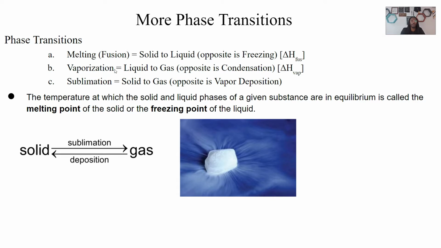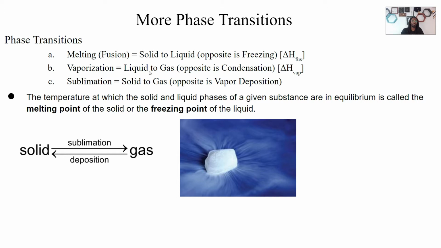Vaporization we know is delta H VAP, and then sublimation. Sublimation is where we have solid to gas. Solid to gas. And then the opposite of that, when you're going from a gas directly to a solid, that does exist, is vapor deposition. Vapor deposition. So, a couple points you want to really pay attention to.